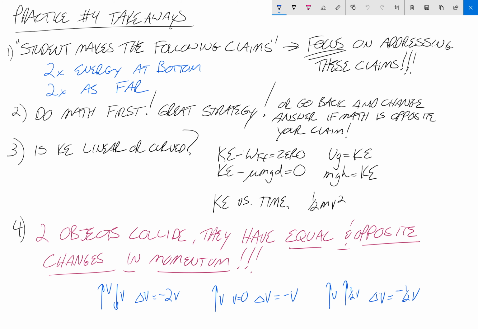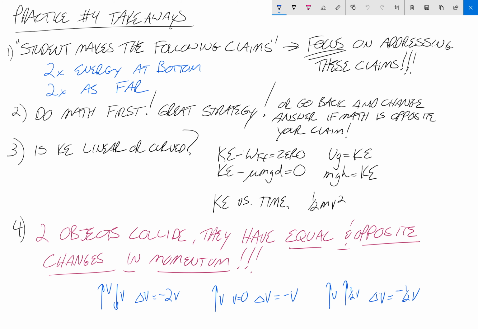One of the things was that it says the student makes the following claims, and I think it was twice the energy at the bottom, and the object should move twice as far. When they ask what part of the student's claims is correct, you should focus on those claims. One was energy at the bottom. Do you agree with that? Yes or no? Say so.